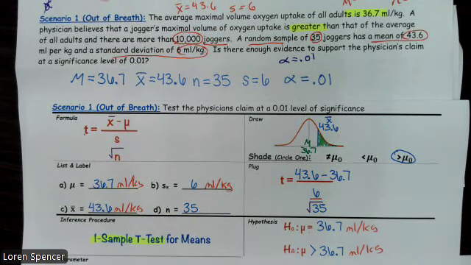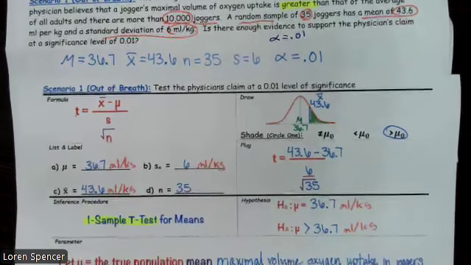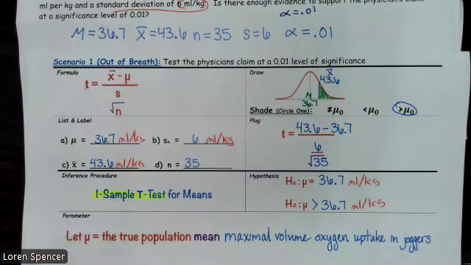Okay, so we need to define our parameter. What are we interested in? Well, we're interested in the true population mean oxygen uptake in joggers.